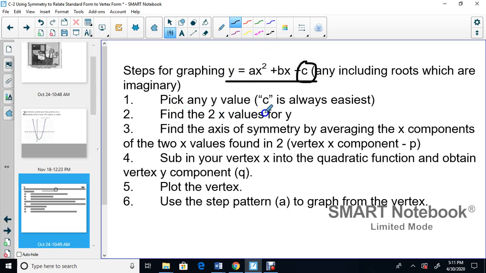Then we're going to find two x values for y. We're actually going to common factor, so in number 2, we're going to common factor each time. Okay, number 3, find the axis of symmetry. We're going to get 2 answers in 2, and just like the last lesson, we're going to average the 2 values. Then we're going to sub that value in to find the q. Then we're going to plot it, and we're going to use that step pattern, that a in the front, to graph it.